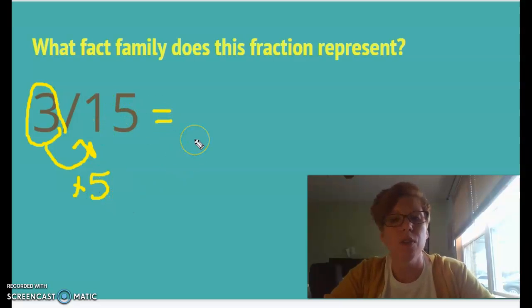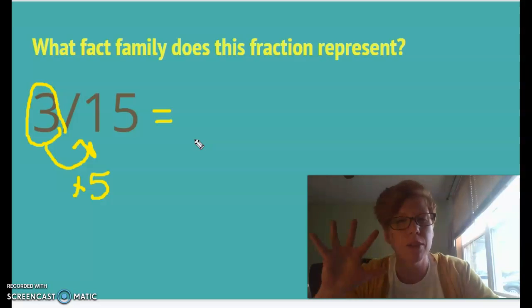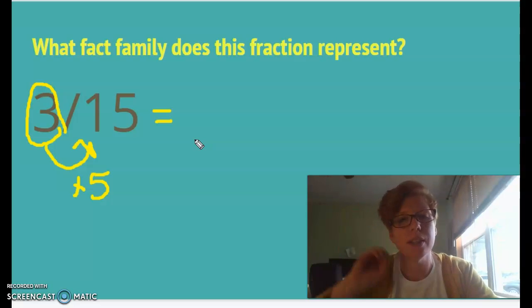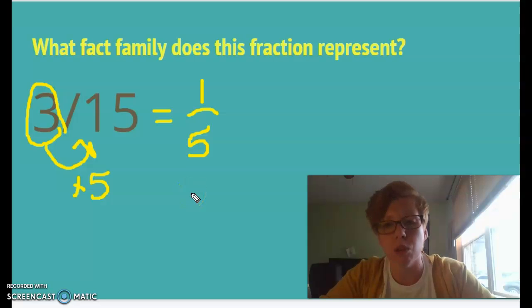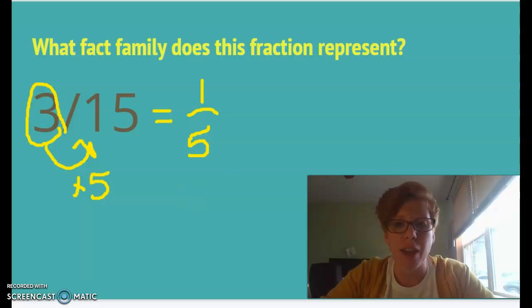So this fraction fact family is what? The numerator goes into the denominator 5 times. The numerator is a fifth of the denominator. So 3/15 is equivalent to 1/5. So these are fraction fact families. I encourage you to try this out when you are trying to find equivalent fractions.